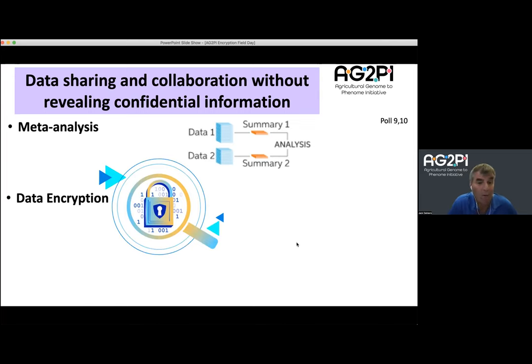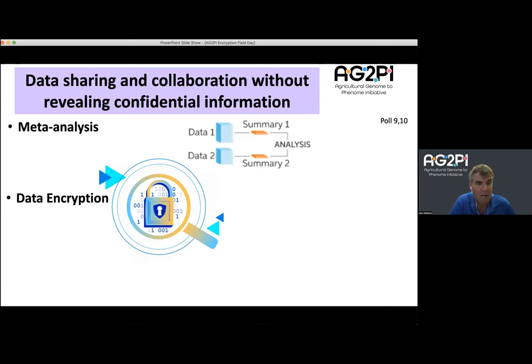Another one is data encryption. So to encrypt the data in a way, and we'll talk about that, that still allows the data to be used for validation, for additional research, but the confidential information is hidden from whoever has access to the data.